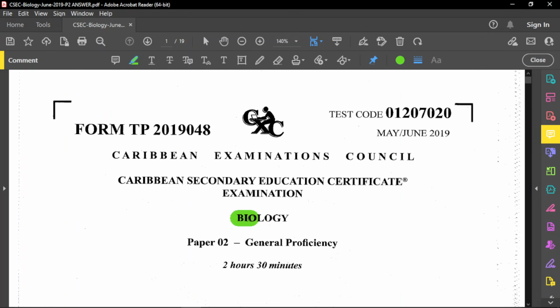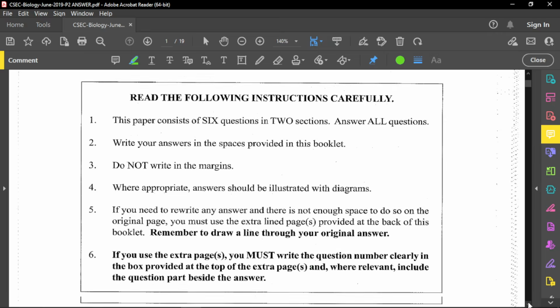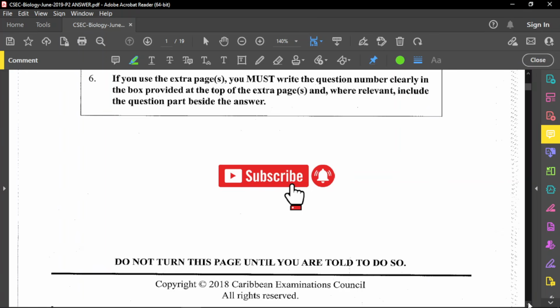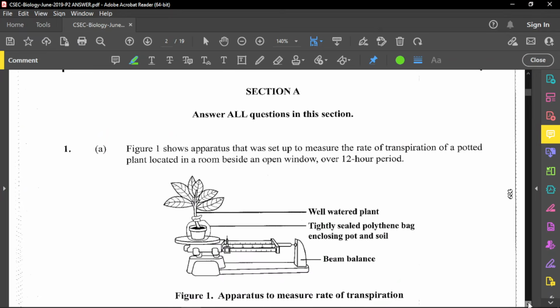Today we're doing a CSEC biology paper. It is a paper 2 from May, June 2019. Now please, before you start the examination, you should always remember to read through the instructions carefully. And if you should have any questions or queries, then you should clarify those with the examiner before the examination begins. Now let us jump to section A, question number 1.